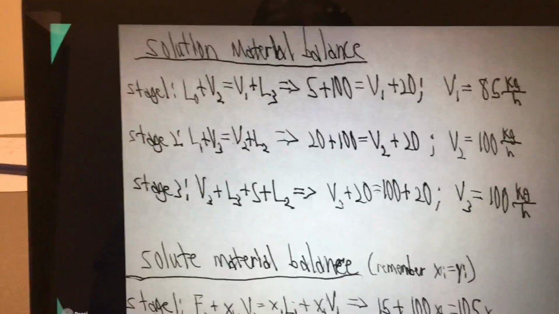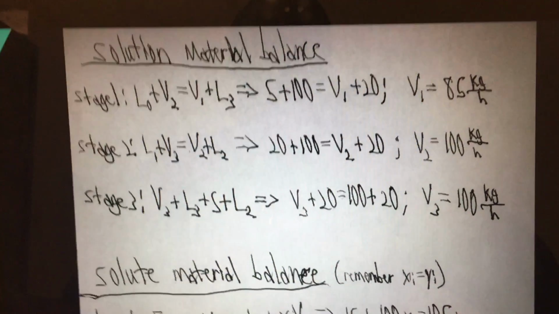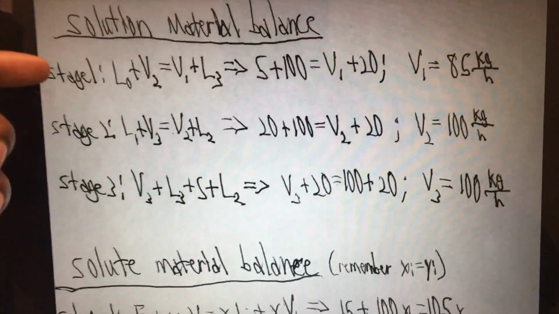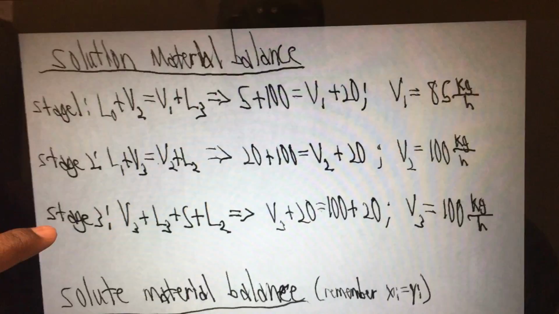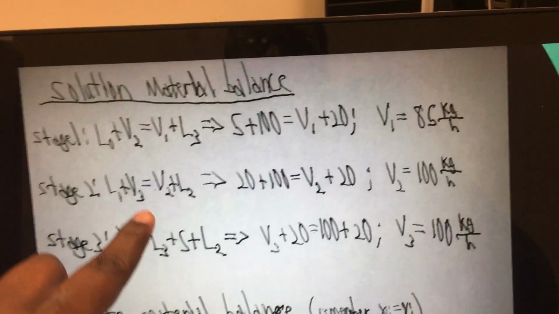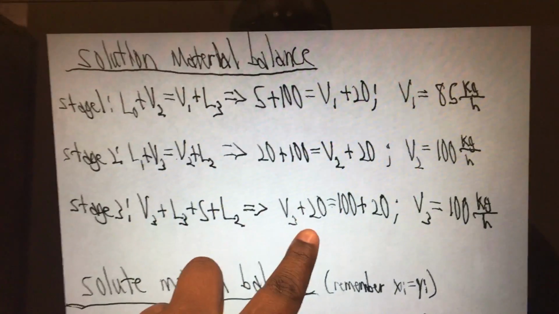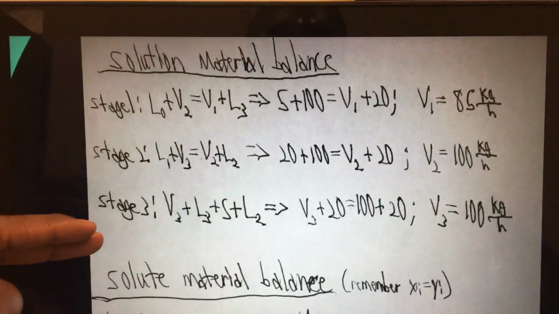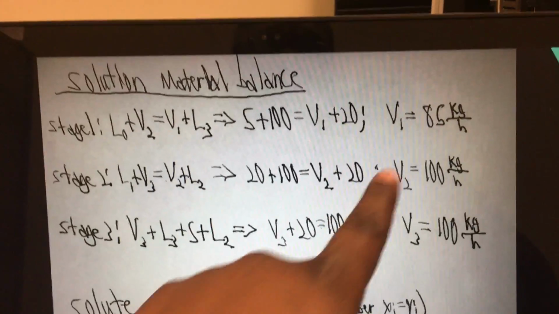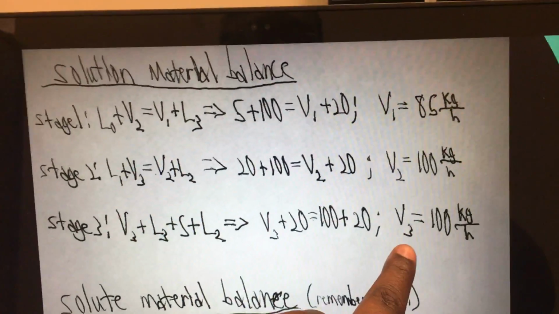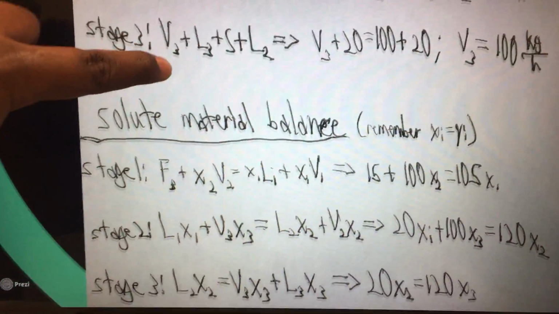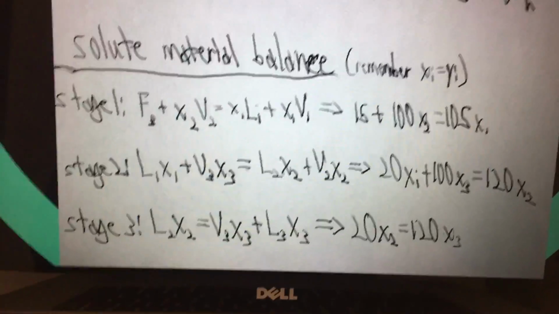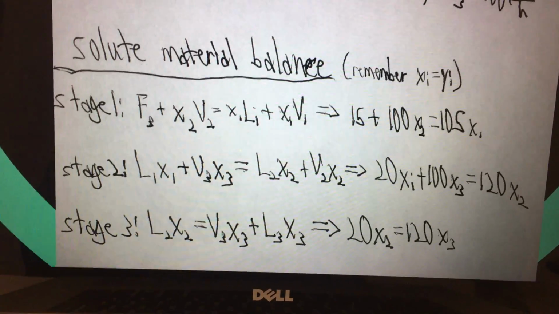The first thing I decided to do, out of order from the problem, is our solution material balance. I calculated the material balance around each stage empirically, then I plugged in my known values, and working from stage 3 back to stage 1, I found the flow rates in our overflow. From this, I then went and did my solute material balance.